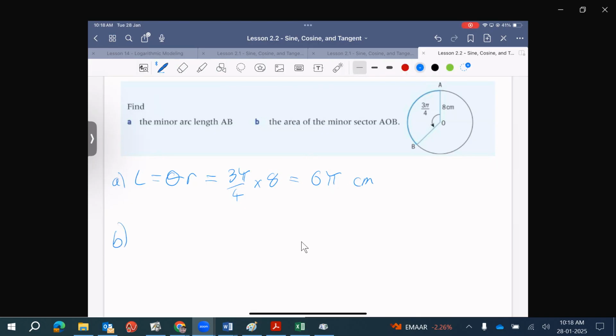So B, the area. The area is a half r squared theta. So that's a half times 8 squared times 3 pi over 4. So half times 64 times 3 pi over 4. 2 times 4 is 8, so 64 divided by 8 is 8 again. So 8 times 3 pi, 24 pi centimeters squared.